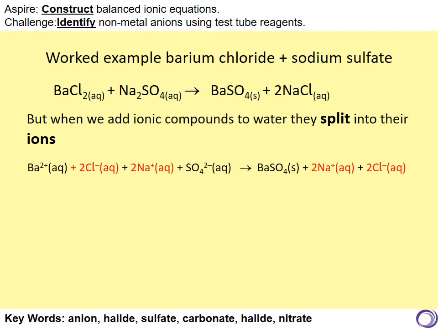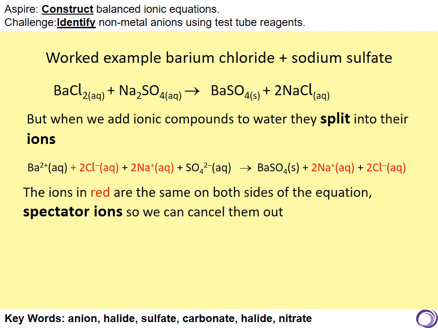You can see here that I have highlighted the chloride and the sodium ions on both sides in red. That is because on both sides of the equation they appear unchanged and have not taken place in the reaction. This means they are spectator ions and we can cancel them out. Once I've cancelled those out, what I am left with is the following equation.